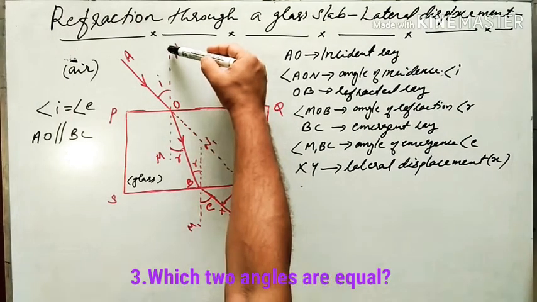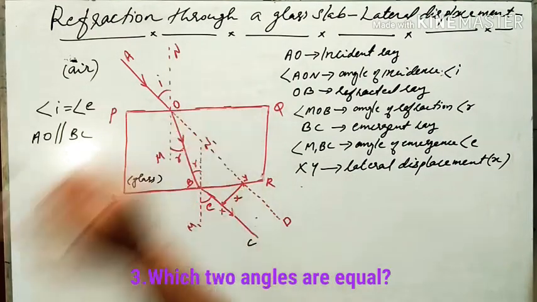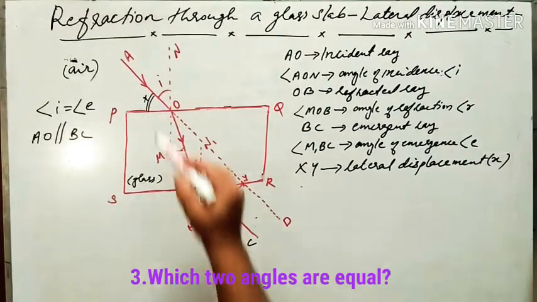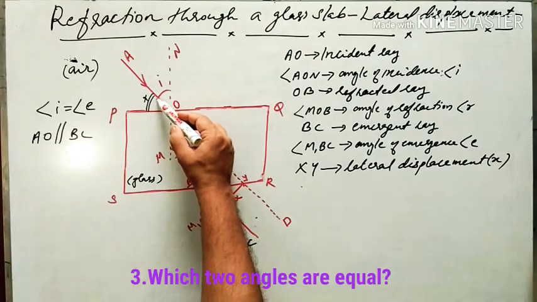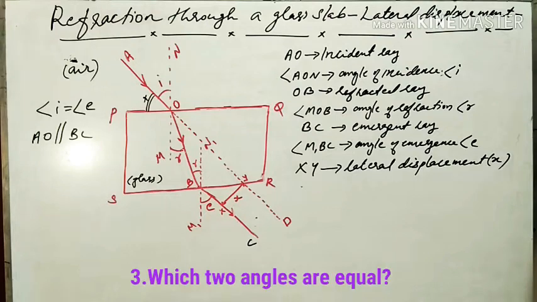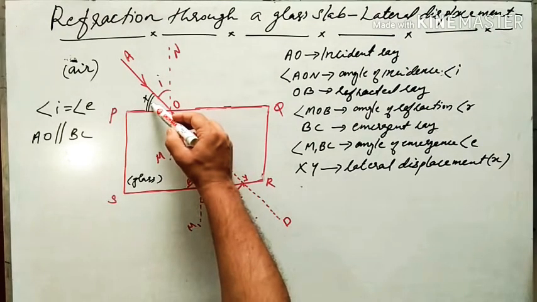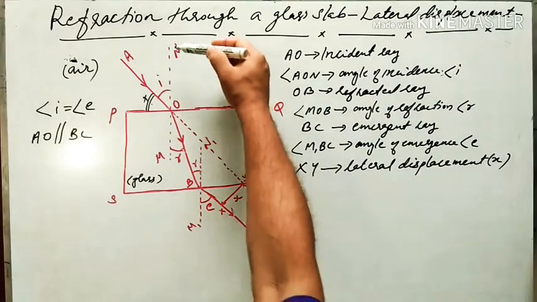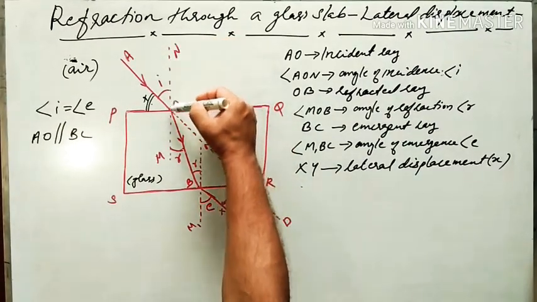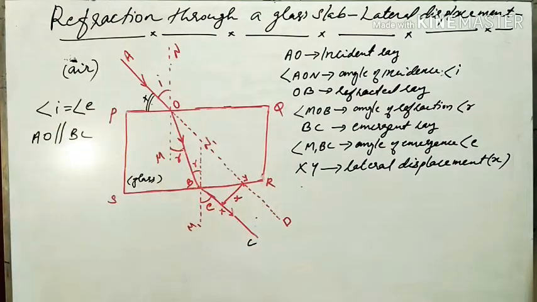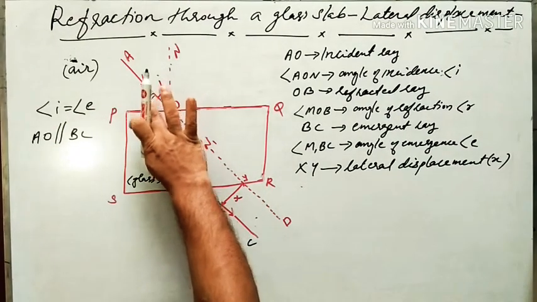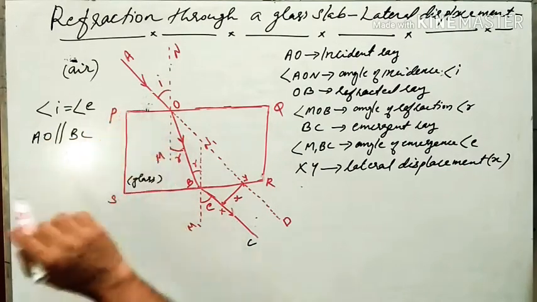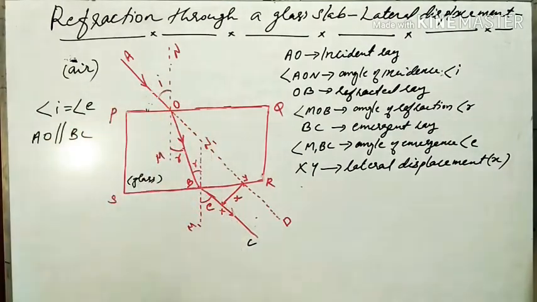And the angle of incidence is the angle between the incident ray and the normal. And this angle is not the angle of incidence. It's called the glancing angle of incidence. Students often get confused between the glancing angle of incidence and the angle of incidence. Angle of incidence is always measured between the normal and the incident ray. So don't get confused between the glancing angle of incidence and the real angle of incidence.